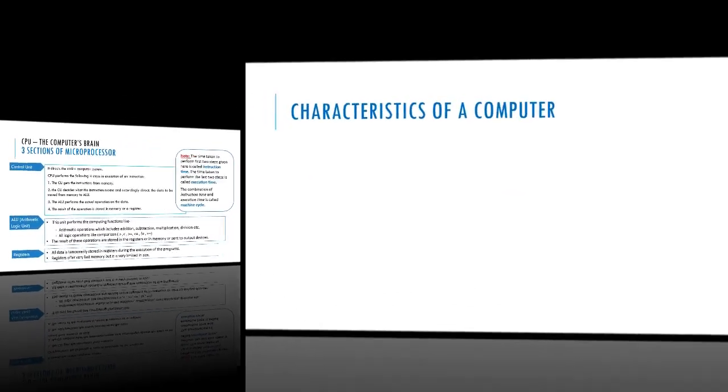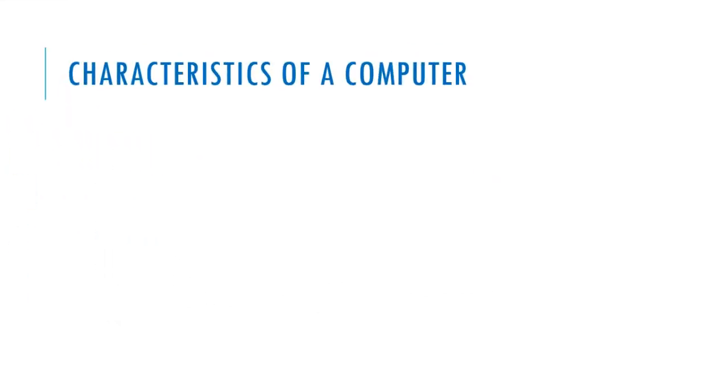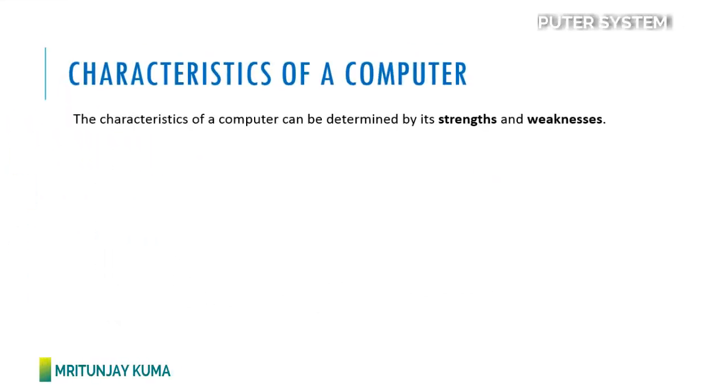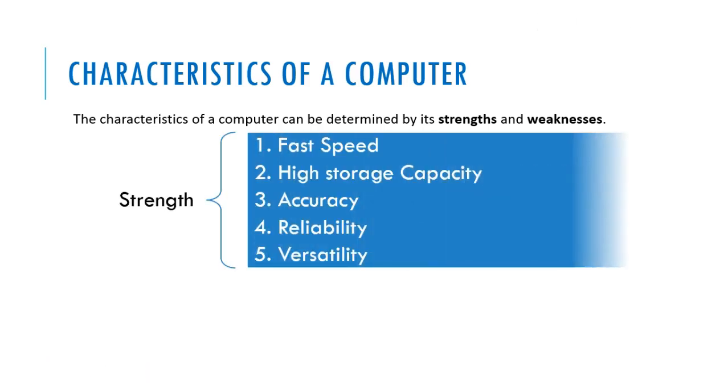Now we'll see the characteristics of the computer. The characteristics of the computer can be determined by its strengths and weaknesses. So let's understand the strengths of the computer system. Basically, there are five important strengths of the computer system: fast speed, high storage capacity, accuracy, reliability, and versatility.